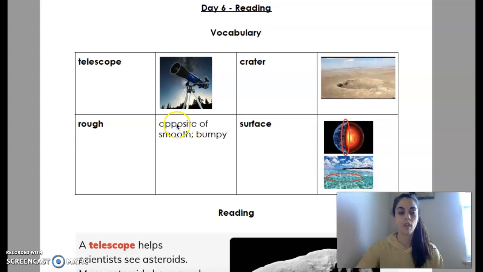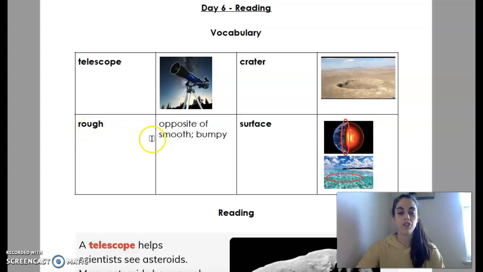Telescope, rough, crater, surface. Let's start with telescope. This one's a cognate, so use what you know about Spanish and the picture to help you. What do you think telescope could mean? Telescope is telescopio.